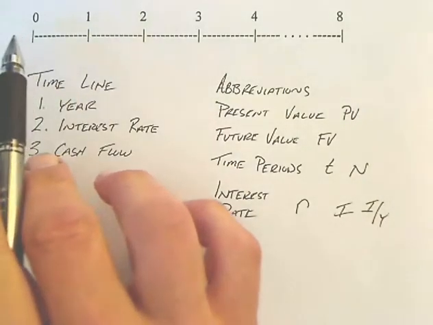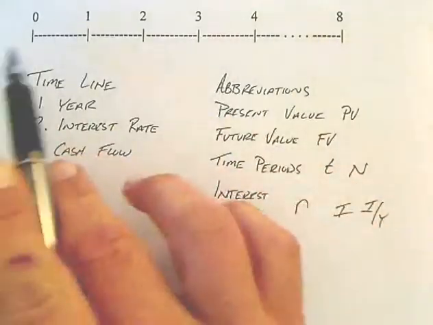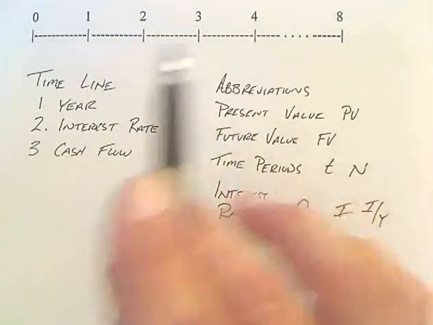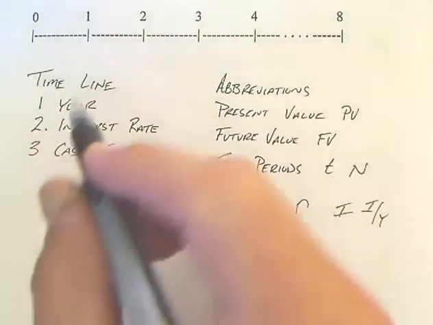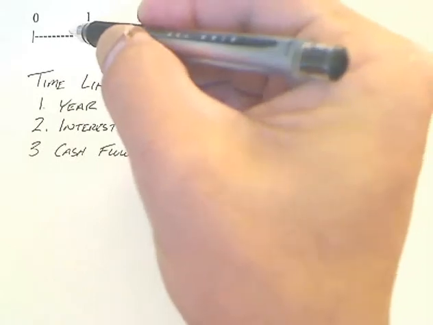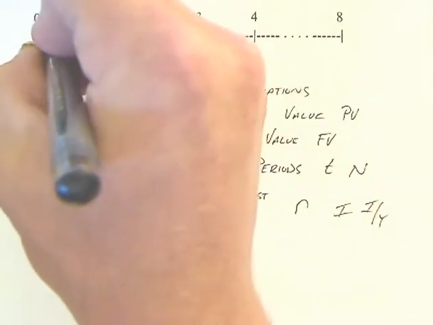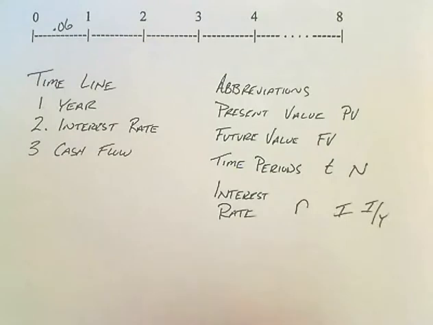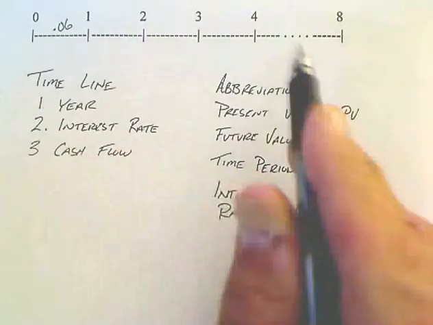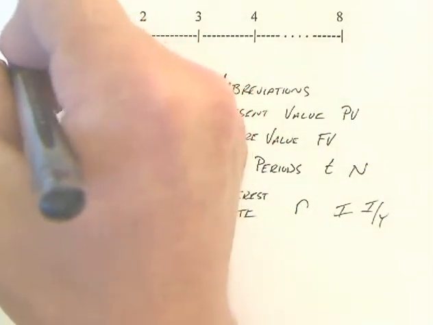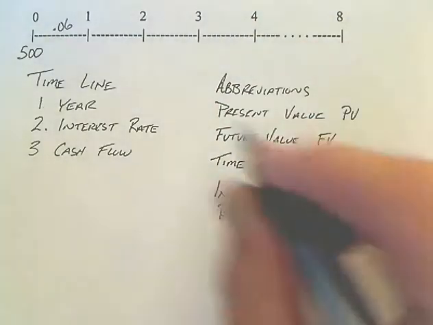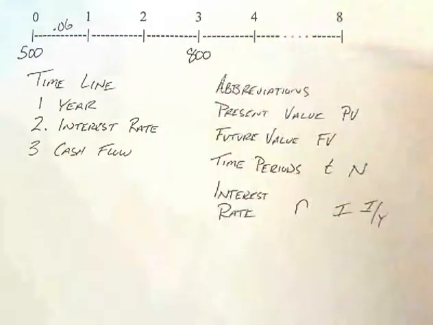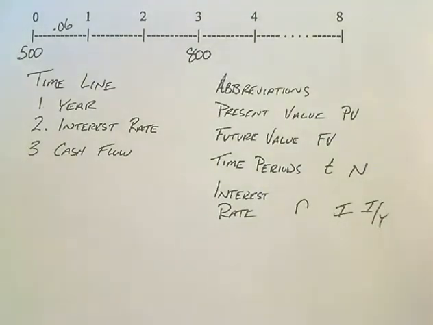In the timeline, I'll have the time periods across the top. Generally, that's the number of years, but it could be semi-annual periods or quarters or some other time frame too. The interest rate, generally I'll put it right here at the top. So for instance, if we had 6%, I would put 0.06 there as our interest rate. And then the cash flows go along the bottom. So for instance, if we deposited $500 at time 0 right now, we would put $500 there, and we'd take some other cash flow coming out. Maybe it's worth $800 at time 3, and you'd put your different cash flows at your different time periods.